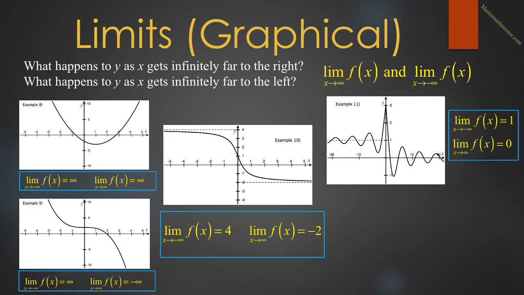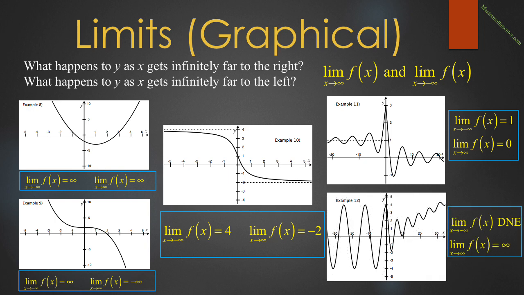Another behavior of the graph is oscillation. In this case, the limit of f of x as x approaches negative infinity is equal to 1 because as we go further to the left, this graph goes up and down, but gets closer to 1. The same thing is true on the right side. The limit of f of x as x approaches infinity is equal to 0 because the further to the right you go, the graph oscillates up and down, but gets closer and closer to the x-axis.